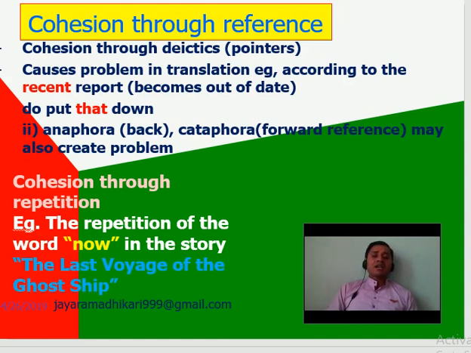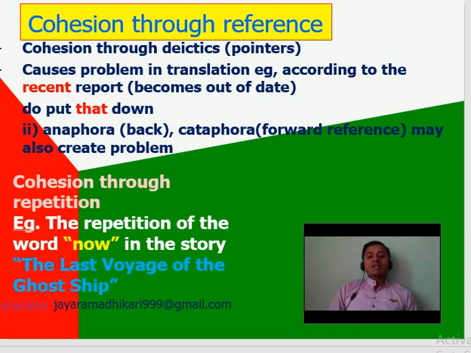And there may be "do put that down." So when translated, the word "that" may also be out of date in the translation. Likewise, anaphora and cataphora may also create problems in translation.